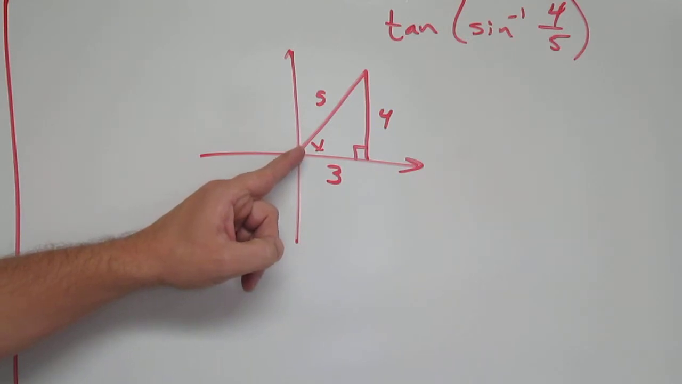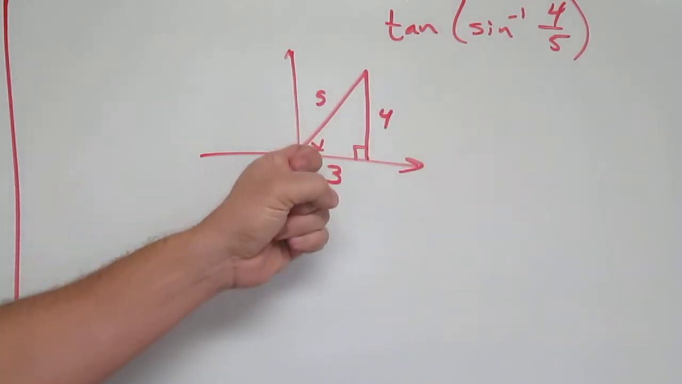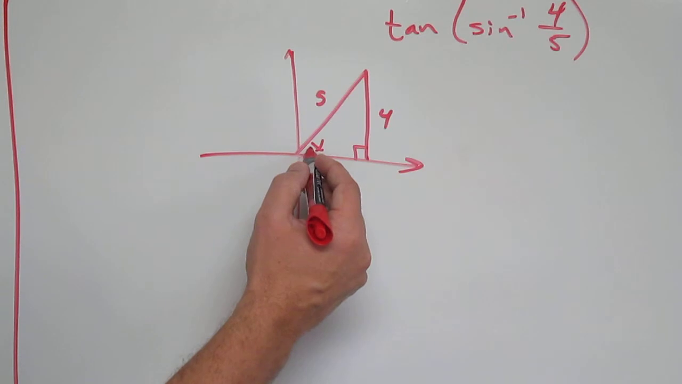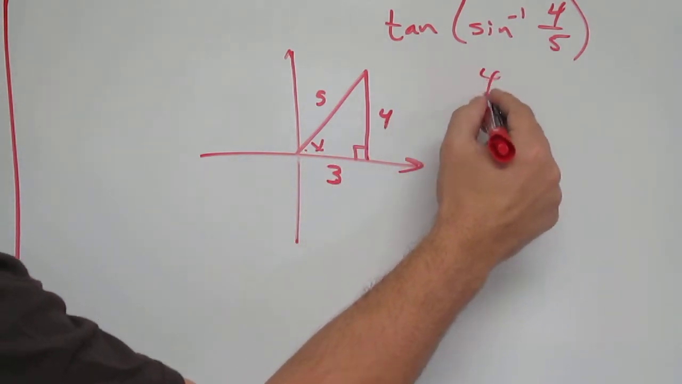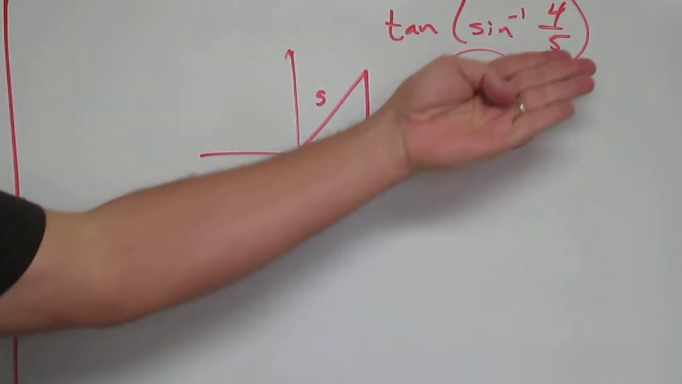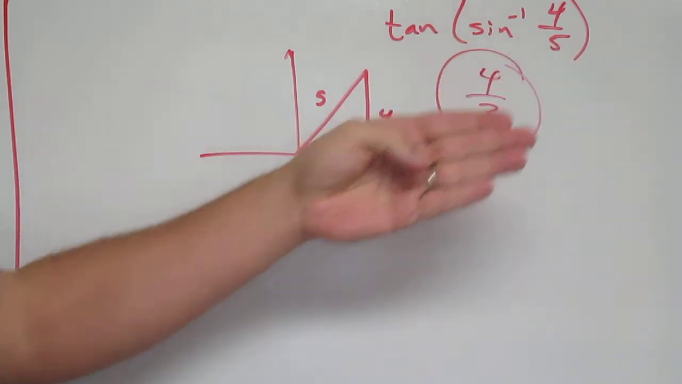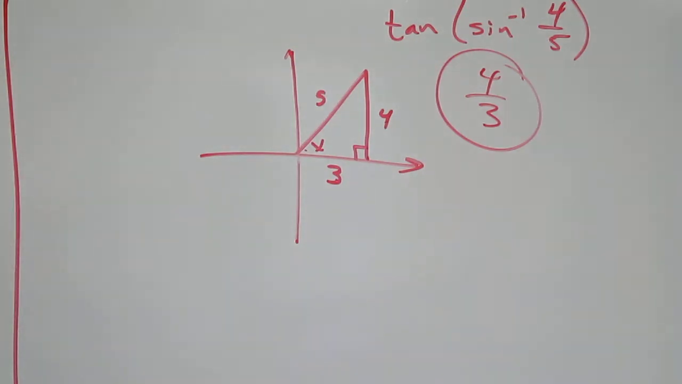But I don't need the angle, because once I get the results, which would give me that angle x, I'm now going to take the tangent of that angle. So the tangent of this angle would be 4 over 3. And so that's the answer to this problem. So I used the arcsine to set up the triangle, used Pythagorean theorem to complete the triangle, and then got the tangent of the angle that would be returned from the arcsine.